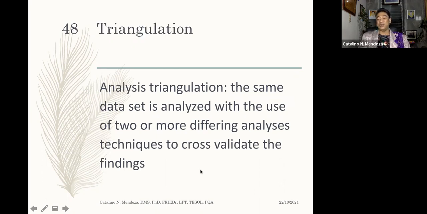Another one is analysis triangulation. The same data set is analyzed using two or more differing analysis techniques to cross-validate the findings. One is grounded theory, and the other one is narrative analysis. So most probably you can verify if the narration of those people, the story of those people, could possibly be validating the grounded theory formulated.